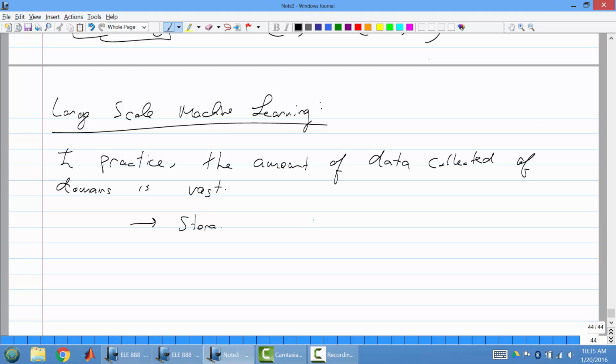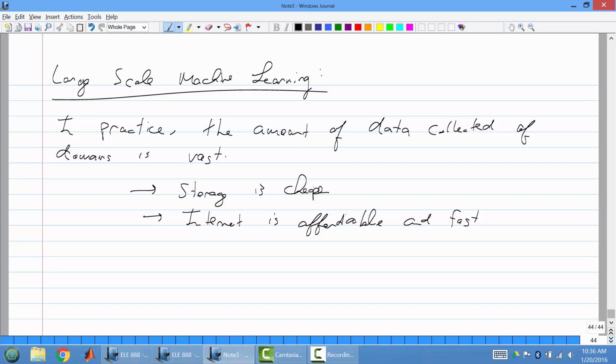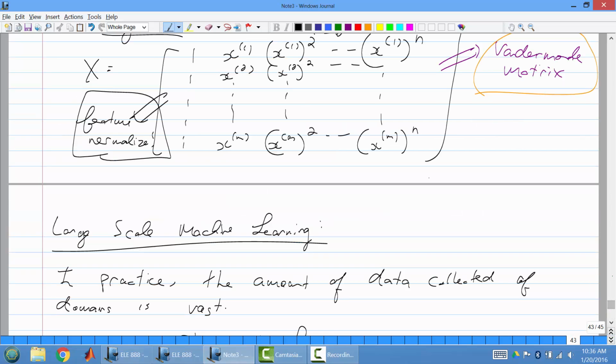So storage is cheaper, okay? And the internet is affordable and fast, right? Because you can download stuff at remarkable speeds. Okay? So usually when you collect training sets for any practical application, it's not limited to just a few hundred training examples. It's usually within tens of thousands or millions, especially if you're dealing with anything medically related, or quantitative trading, or Wall Street, or big data and predictive modeling. The training examples that you get are usually within the millions, all right?